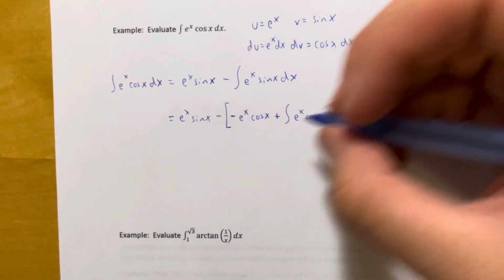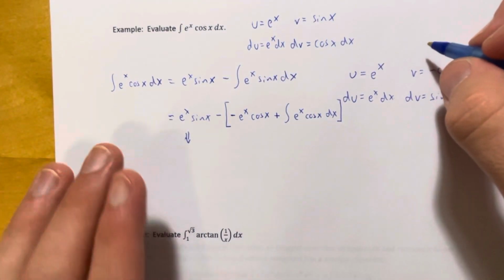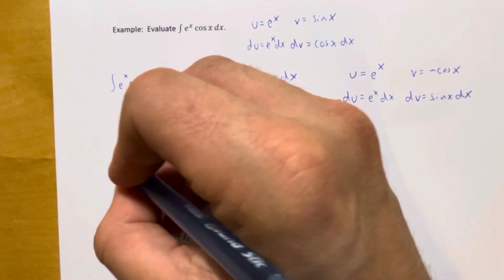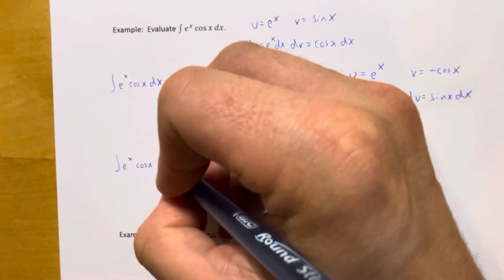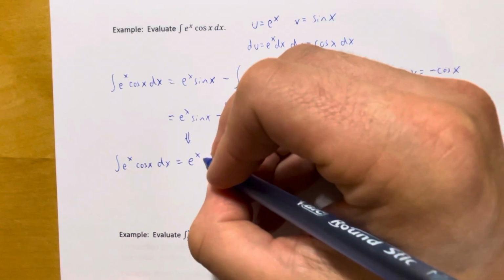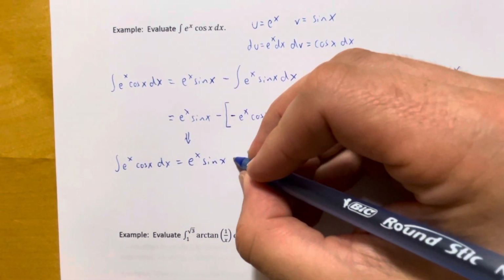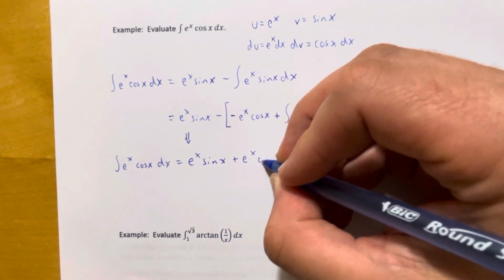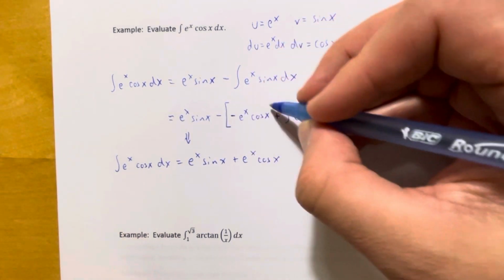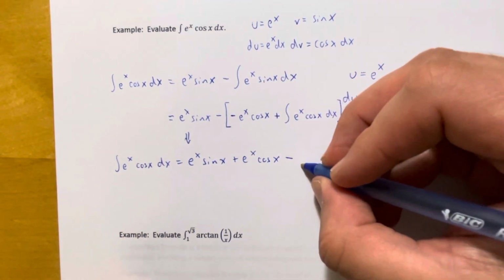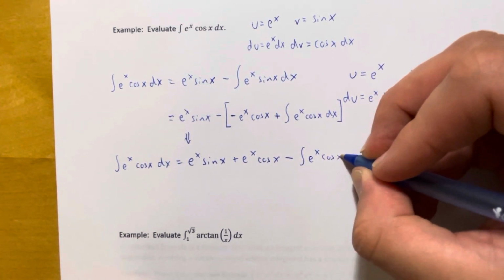Okay, so let's see what happens here. All of the work that I've done has shown me that my integral of e to the x cosine of x dx is equal to e to the x sine of x. Let's distribute that minus sign into my square brackets now, plus e to the x cosine of x. That minus will change that plus back to a minus again, so now I have minus the integral of e to the x cosine of x dx.